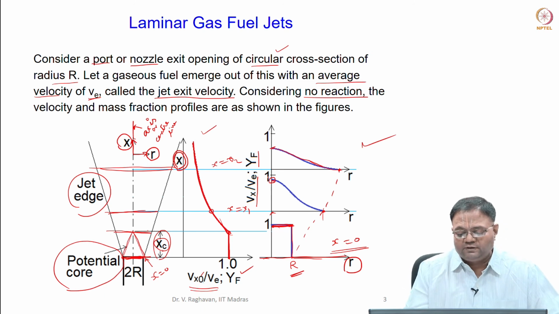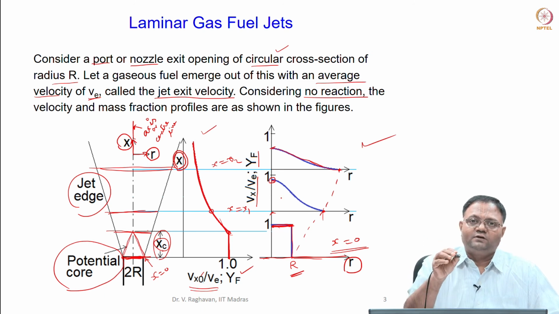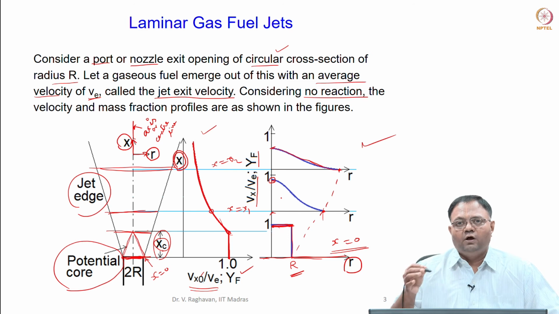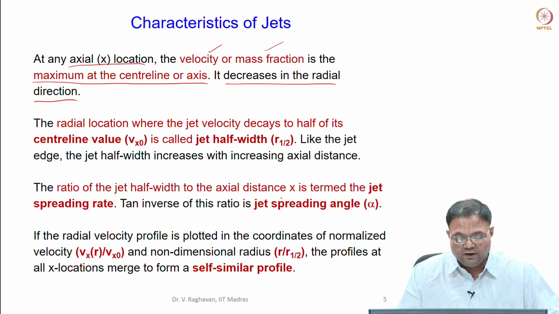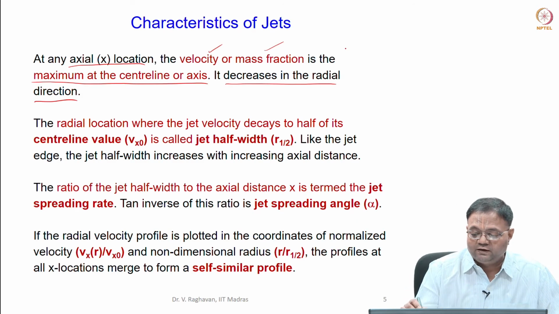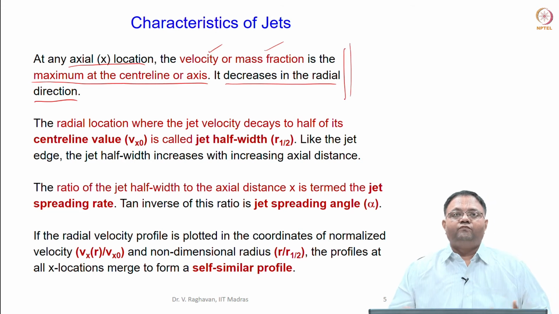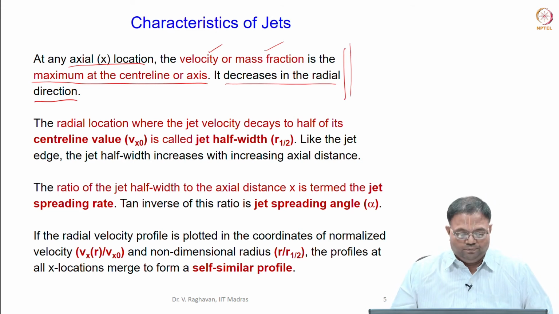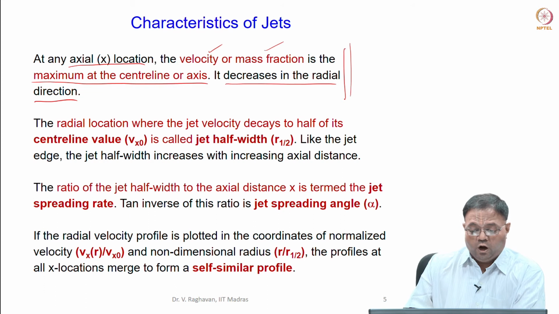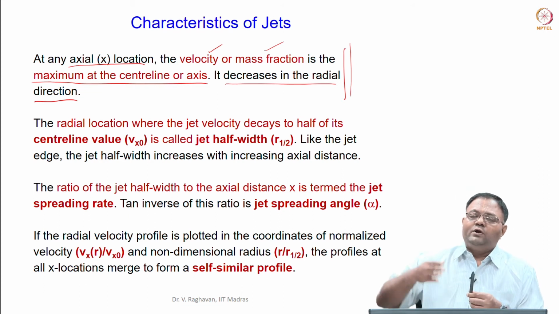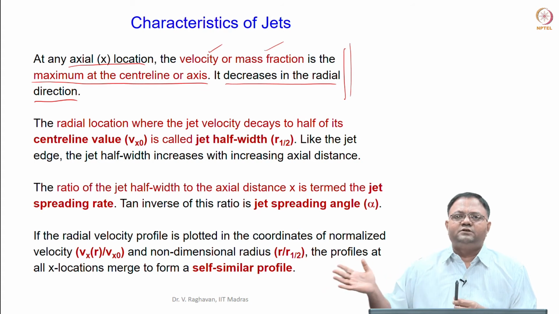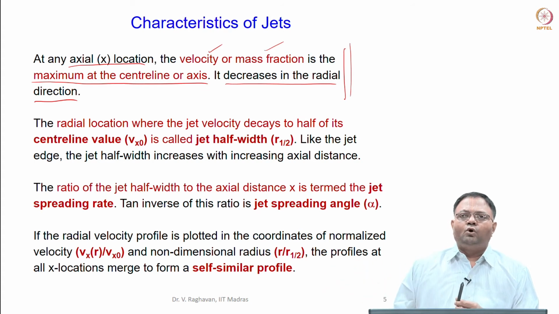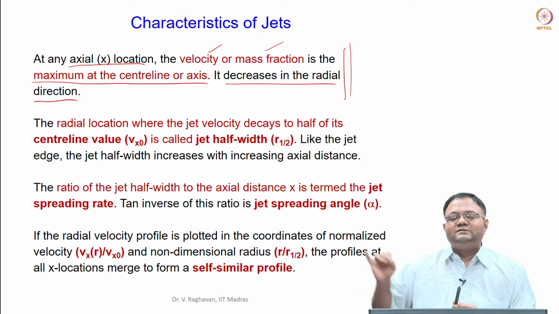So this is the characteristic: starting with the maximum value at the center line, decaying to a 0 value or a very low value at a given radial distance from the center line. That is the characteristic radial profile of the velocity or the mass fraction. Actually, as I told you, it asymptotically goes to a 0 value. That means it takes a longer radial distance to get to the 0 value, so it is not easy to really trace that 0 point.